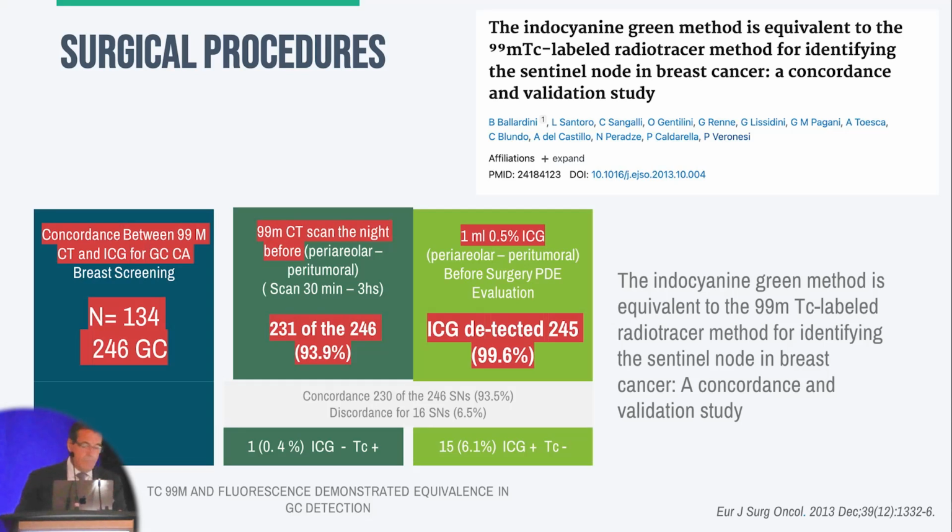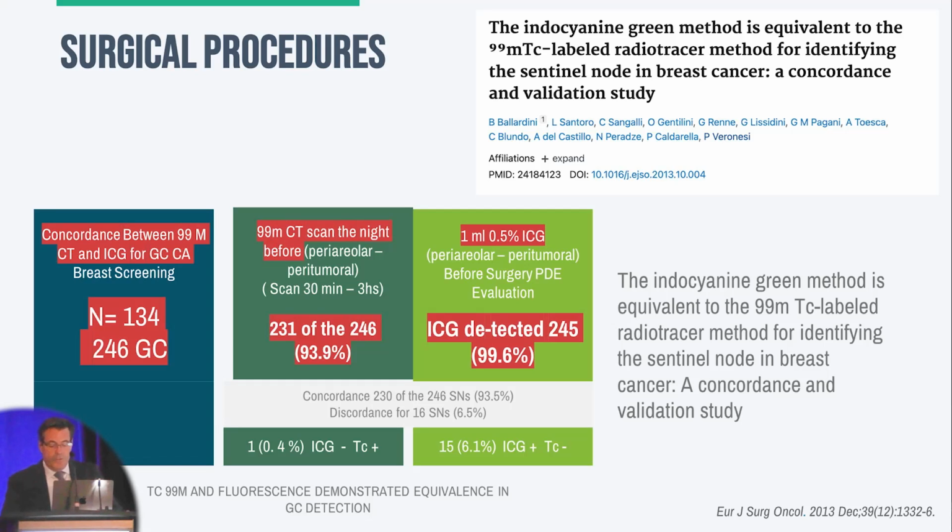In 2013, a significant study was conducted in Italy by the Veronese Group, which evaluated 134 patients with breast cancer. In this cohort, 246 sentinel lymph nodes were identified. What makes this study noteworthy is the comparison between the use of a standard method, such as technetium administered the night before the surgical procedure, and the new method like ICG. The identification rate using technetium is almost 94% for sentinel node, whereas for ICG is almost 100%.